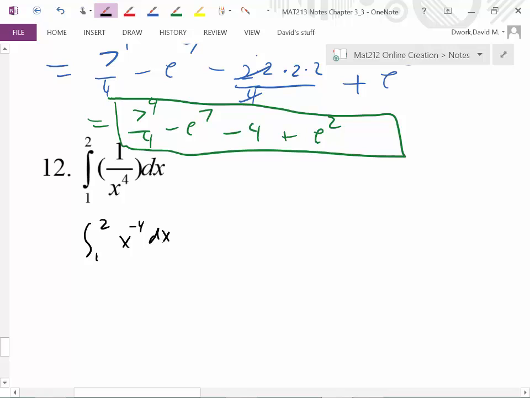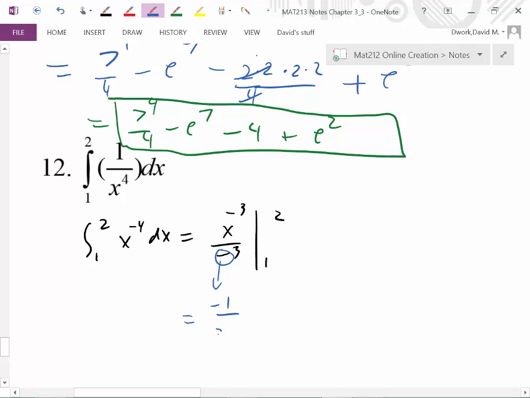And now we can do the problem like normal. So the integration of that would be what? Add 1, so that makes x to the negative 3 divided by negative 3, evaluated from 1 to 2. This problem is way shorter than the last problem. Now, if you wanted to, you could always drop this back down. I'm a fan of moving my negative signs up to the numerator, so I don't lose track of them.